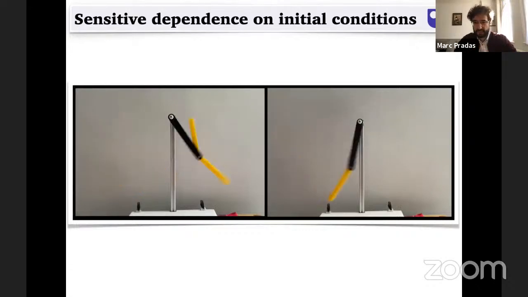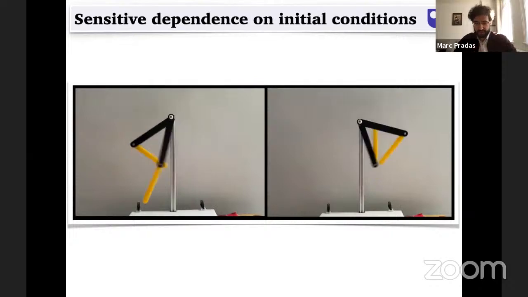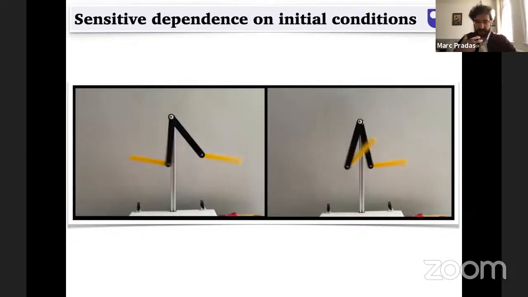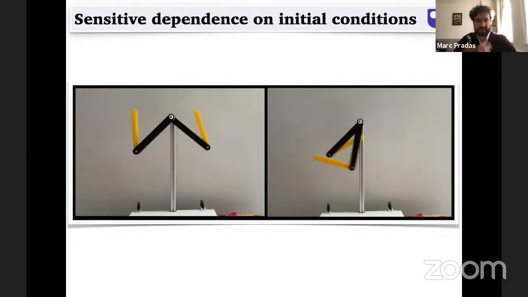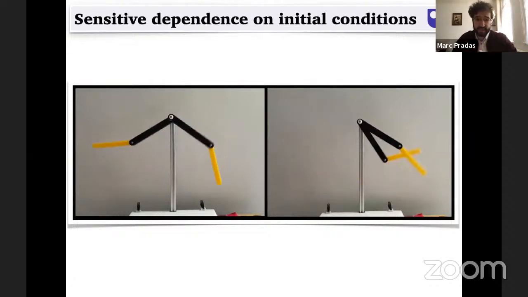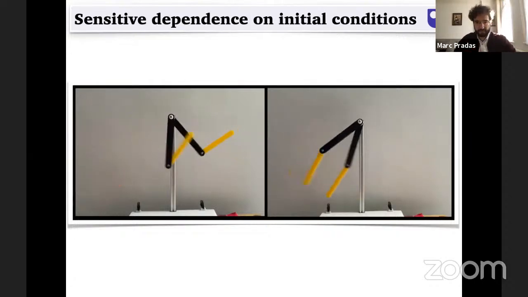And the one on the right, you can see that they're still going in sync, but then eventually they separate and give rise to completely different oscillations. So this is an illustration of something known as having a sensitive dependence on the initial conditions.